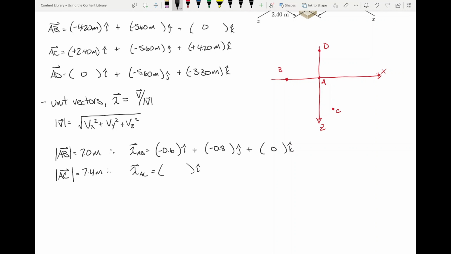So I'm going to do 4 decimal places, probably a little overboard, but just so that we all recognize the numbers when we see them later in calculations. This one's going to be 0.3243. This is going to be negative 0.7568. And this is going to be 0.5676.